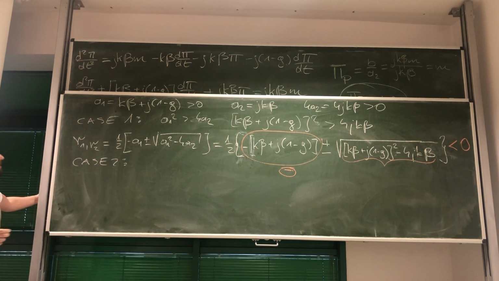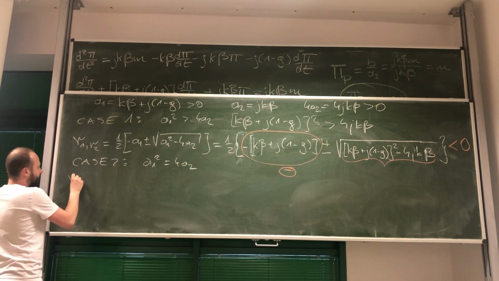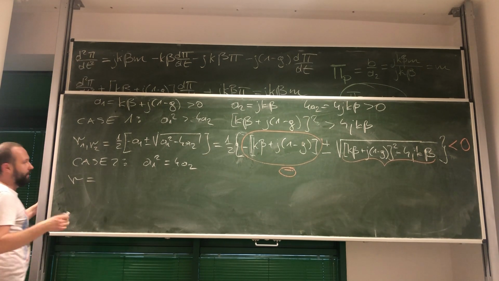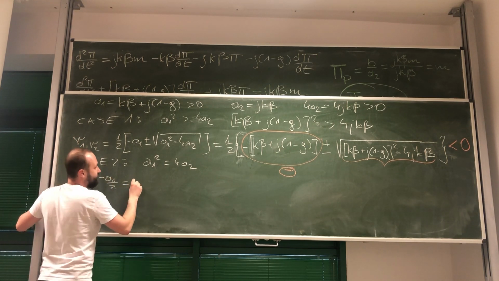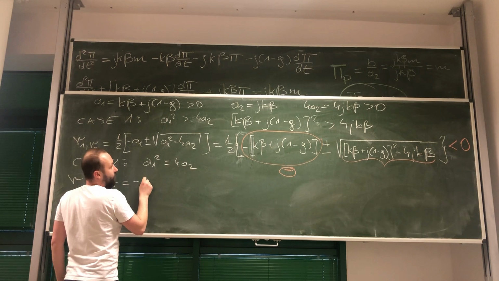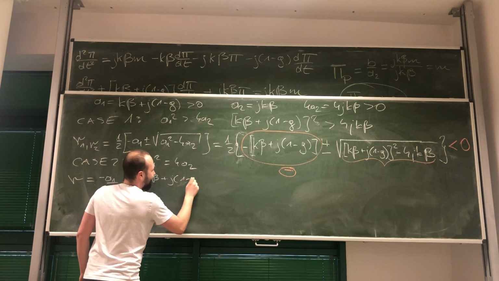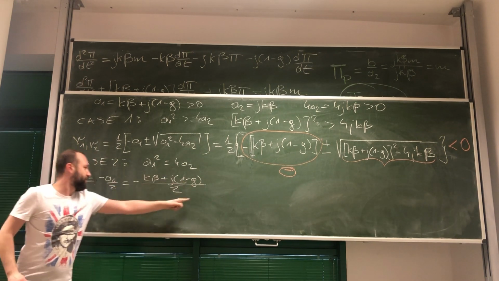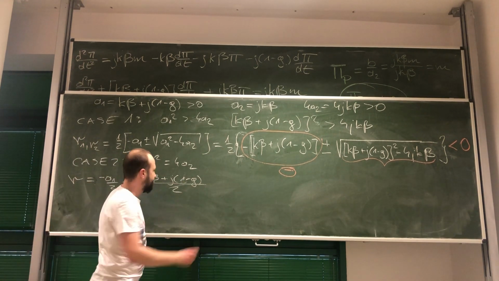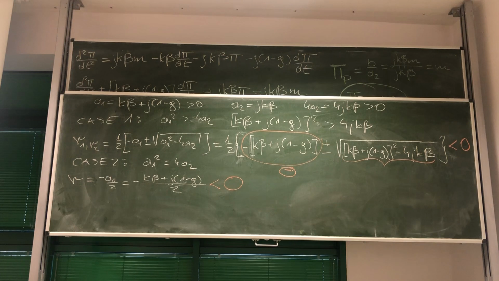Okay, how about case number 2? What if it happens to be that A1 squared is equal to 4A2? Well, then we will have repeated roots in the form of negative A1 over 2, which is equal to negative (Kβ plus J times (1 minus G)) divided by 2. This is clearly negative because of the minus up front. Again, we have a negative outcome, we have dynamic stability.